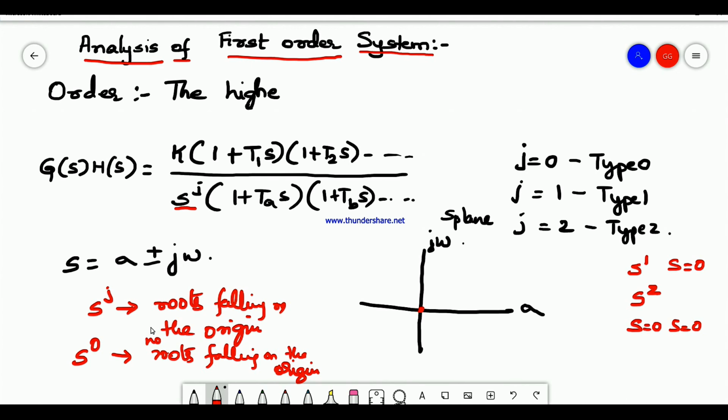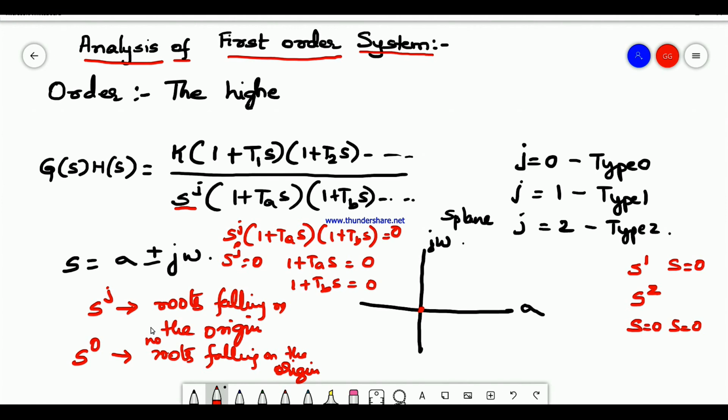Therefore, the type of the system will always say how many roots fall on the origin, because you have taken s to the power of j common. So when I equate s to the power of j into (1 + Tas) into (1 + Tbs), for example, equals 0, then you say s to the power of j equals 0, 1 + Tas equals 0 and 1 + Tbs equals 0. This is what we equate to find out the roots.